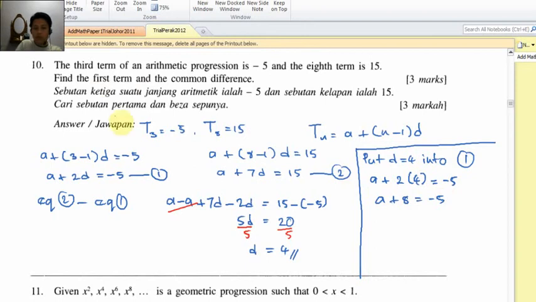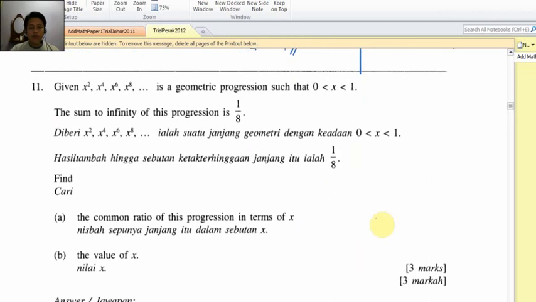So let's move 8 over to the right. It becomes minus 8. So now a is equal to minus 5 minus 8, which is equal to minus 13. So that's the answer for a. Move on to the next question, number 11.